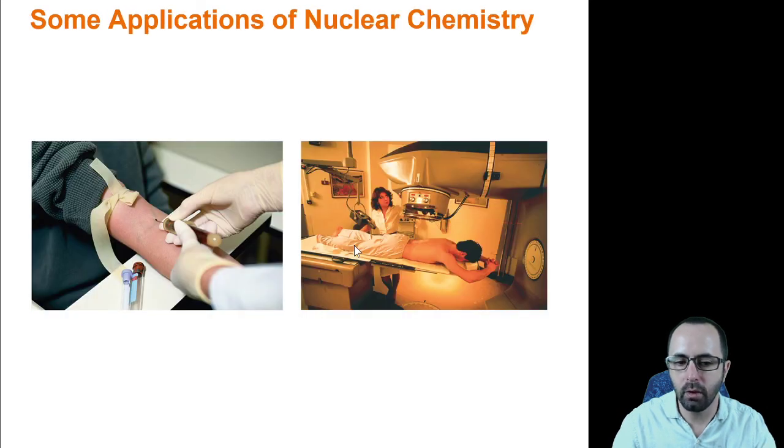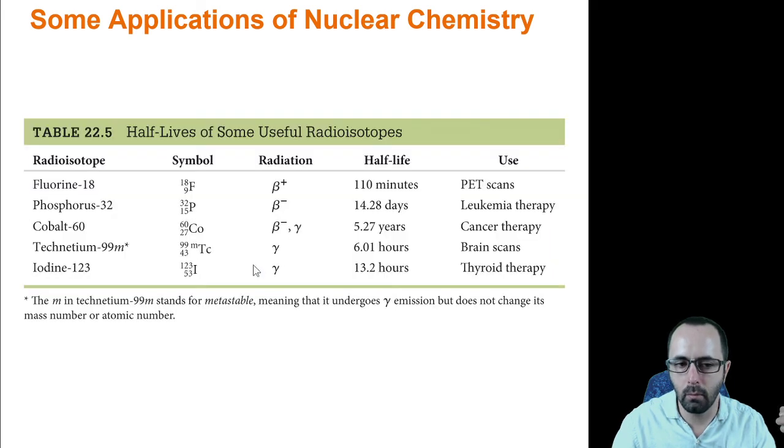Finally, nuclear chemistry is used significantly in medicine for various diagnostic procedures and imaging procedures, also chemotherapy. So here are some various radioactive isotopes that are used in the medical field. Fluorine 18, as we mentioned earlier, is used in positron emission tomography. And phosphorus 32, we used as an example earlier for leukemia chemotherapy. Cobalt 60 is also used for chemotherapy. Technetium 99 is used for certain brain scans and imaging.